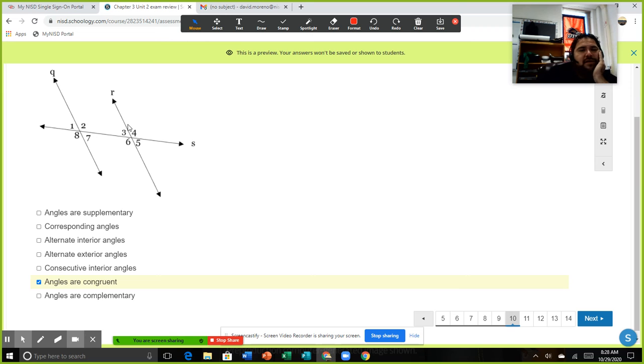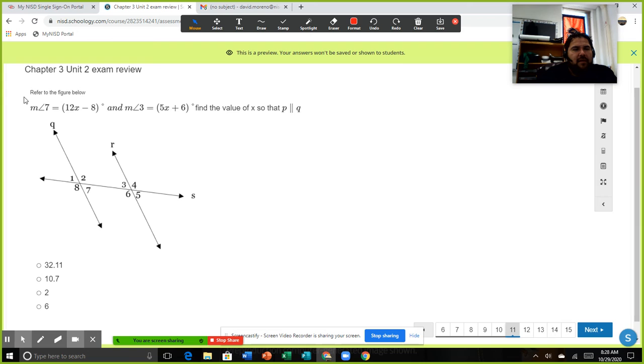Now, what are angles 2 and 4? Well, they're on the same side, so they're not alternate. One's on the outside, one's on the inside, so they're not consecutive. So that must mean they're corresponding because they're in the same position. Look at your intersection right here, top right, intersection, top right. Okay, that's what corresponding angles are. Okay, so that's right there.